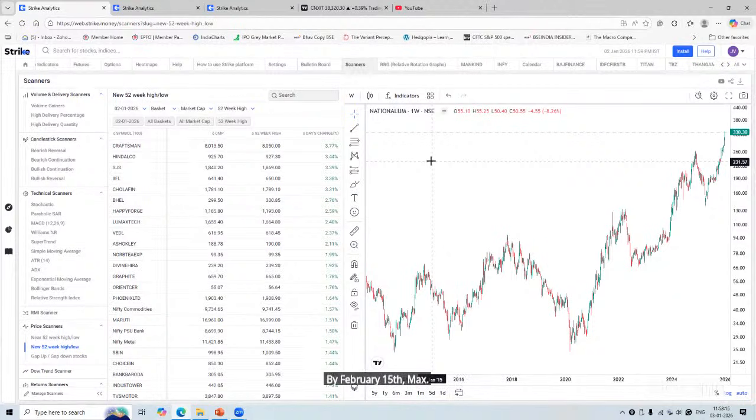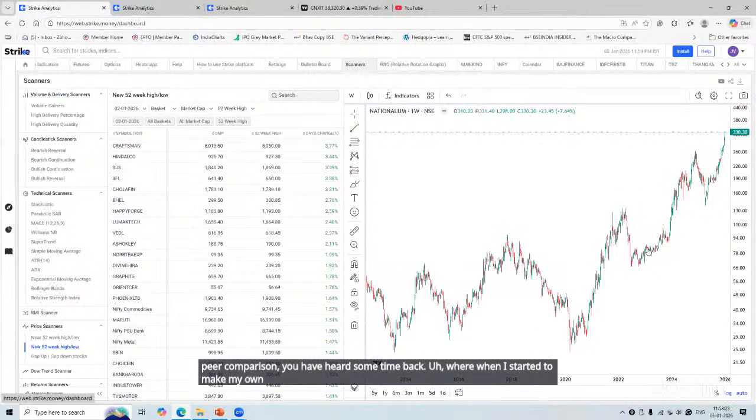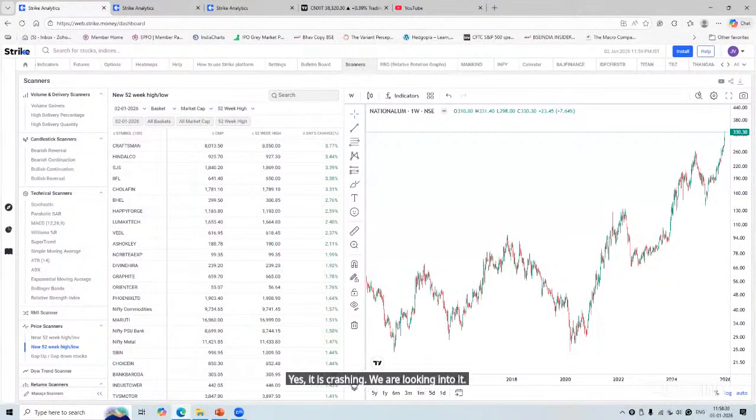One more thing is, when I try to do this peer comparison, which you added some time back, when I started to make my own, it is crashing. We are looking into it. We'll give a solution to that very soon.